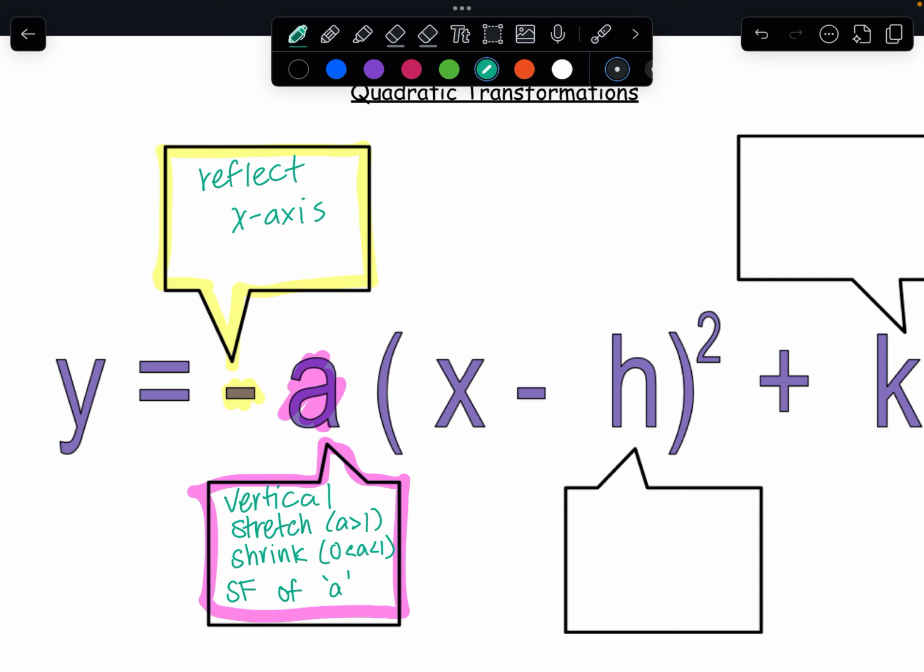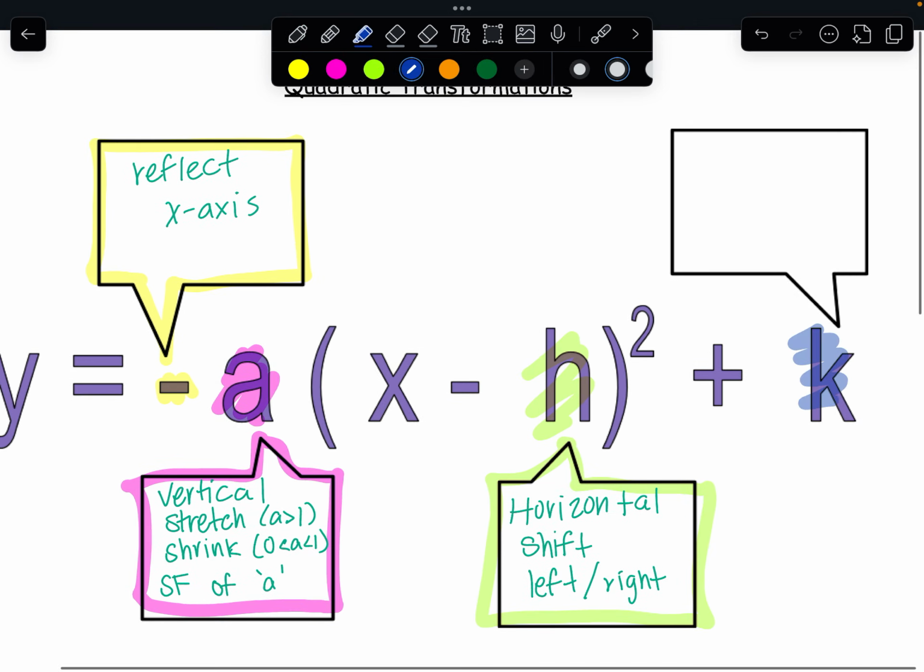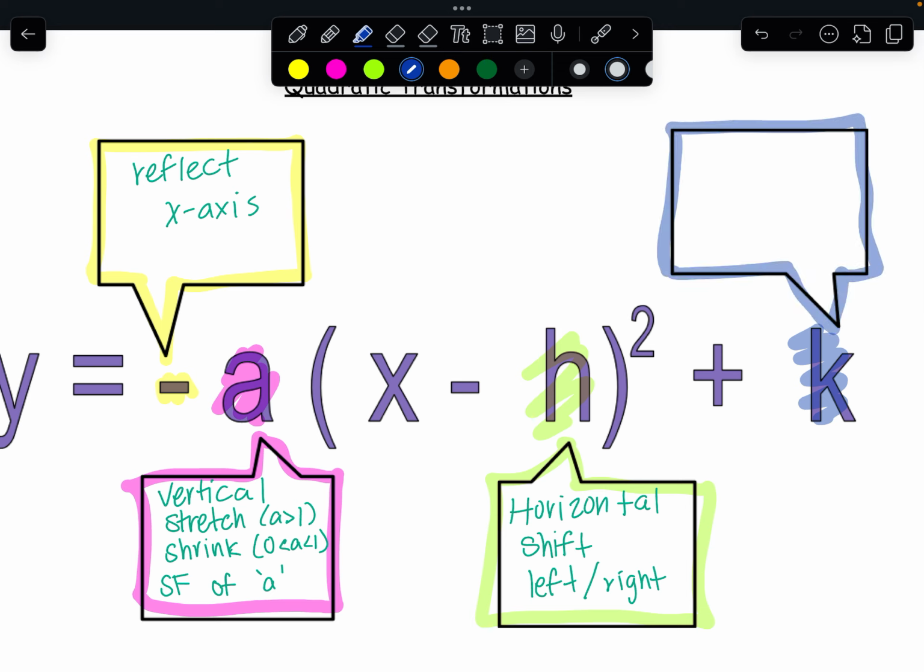And then we have our H value, which is inside. This should almost be second nature because we've written it so many times. It is a horizontal shift left. Let's try this again. Left or right. And then finally, our K value, which is our last box. It goes here. This is our vertical shift up or down.